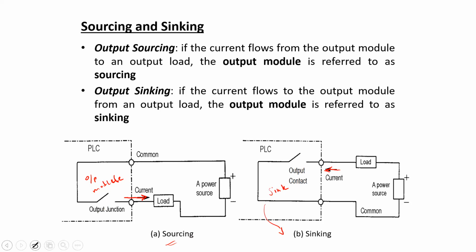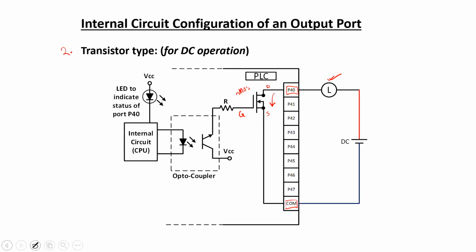Now let's say for this type of connection where we have an NMOS in the internal configuration of an output port, then what type of connection is this one? Is it a sourcing connection or a sinking connection? Which one is this one? The sinking.